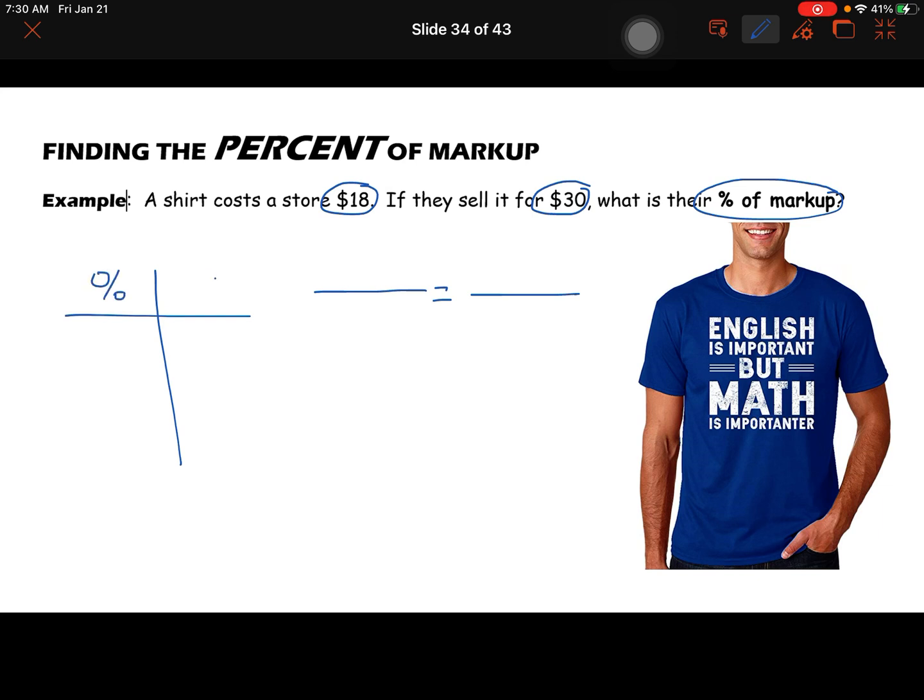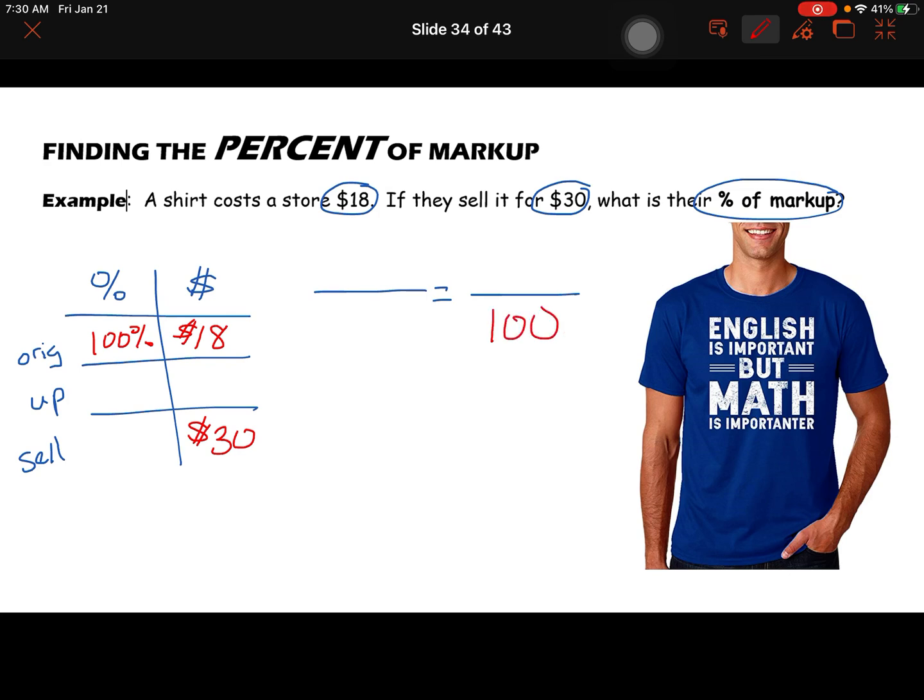Now, we didn't have a table drawn, and obviously on iLearn or even on your test, you may not have these drawn. You can always draw it yourself. And so once again, original, this time it's a markup, and this one is the selling. As I fill it in, I know I'm going to put 100% next to this. The $18, what it costs the store, would be the original to them, and they're selling it to us for $30. What we're trying to find is the percent of markup.